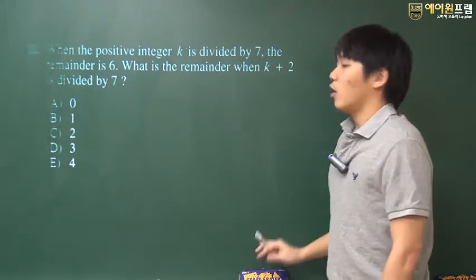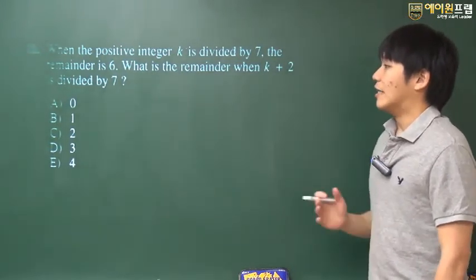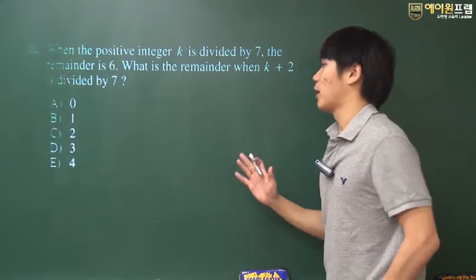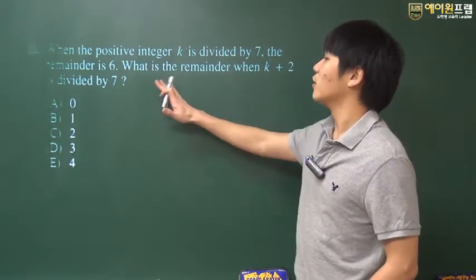Okay, number 12. When the positive integer k is divided by 7, the remainder is 6. Okay, so I like to do questions by cutting them into parts, and hopefully you guys can get into the habit as well. So let me start by just writing this out.